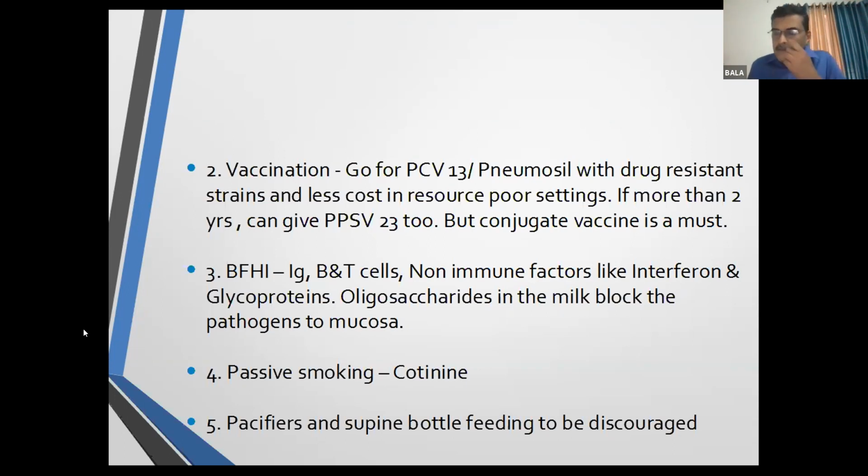And in passive smoking, goblet cell hyperplasia occurs, and mucociliary transport will be affected, and cotinine is the biochemical marker. Regarding acute otitis, the association of passive smoking with otitis media is increased in children affected with otitis media due to passive smoking. And always pacifiers, even though we don't use much, but in foreign countries, they use pacifiers. And in our place also, bottle feeding in supine position has to be discouraged.